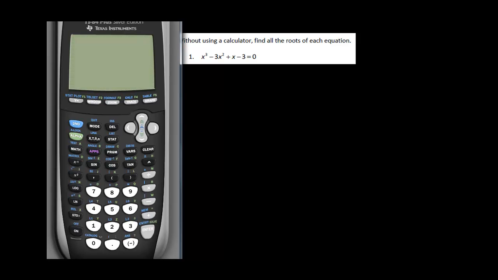Okay, number one, they want you to find all of the roots of the equation. Now, it says without using a calculator, but what it means by that is don't use the second trace zero function as proof that particular zeros are zeros or are roots. But we can look at the graph to sort of narrow down the roots that we would use to break down the polynomial using synthetic division.